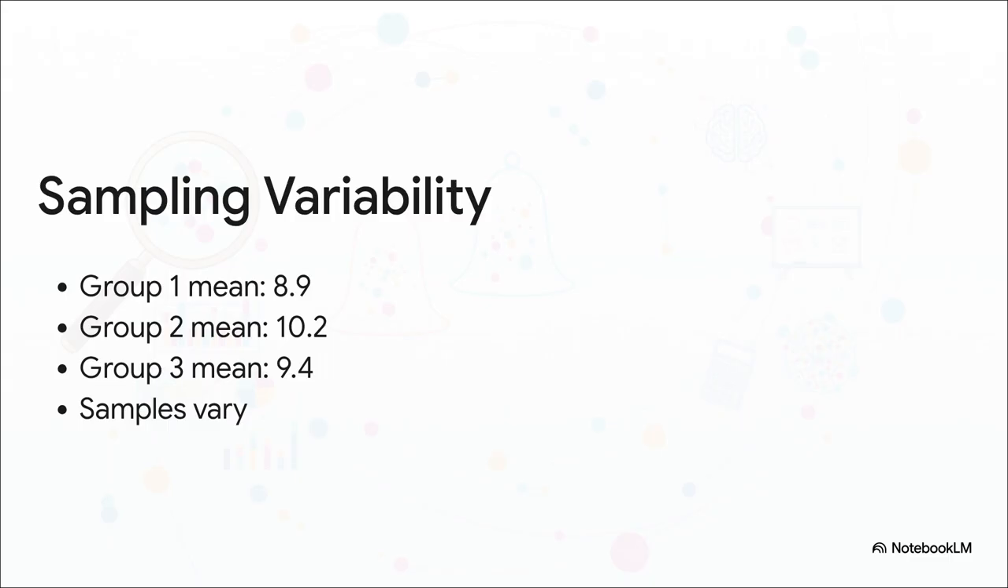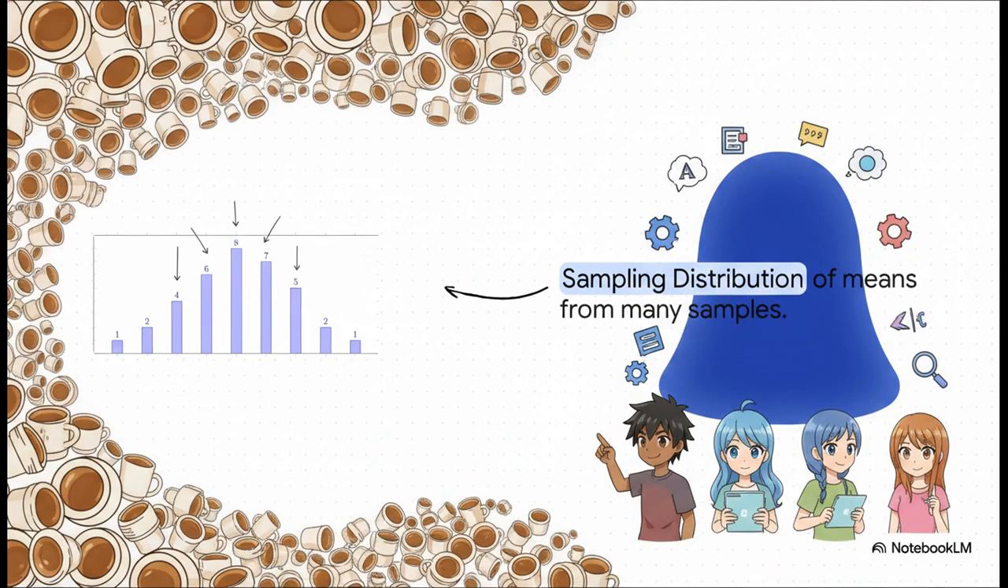Basically, every single time you scoop a new sample, you're going to get a slightly different average. It's just a fact of life. And that brings us to the big plot twist. What happens if we take thousands of theoretical samples of 30 cups, calculate the mean for every single one of those samples, and then graph all of those means together?